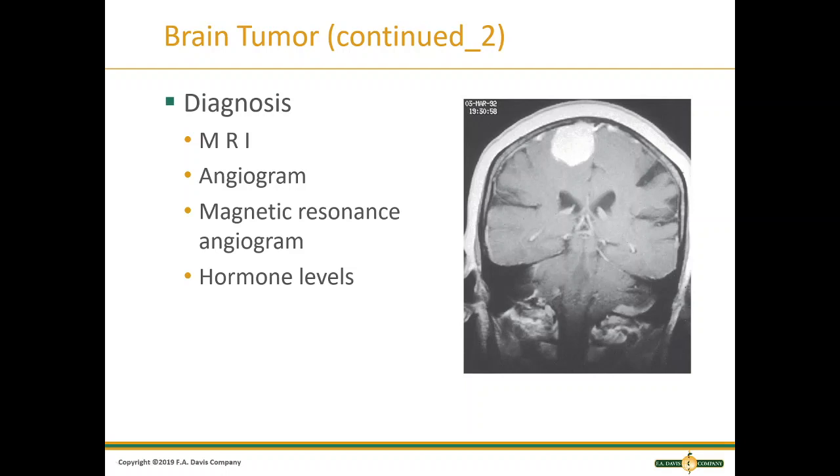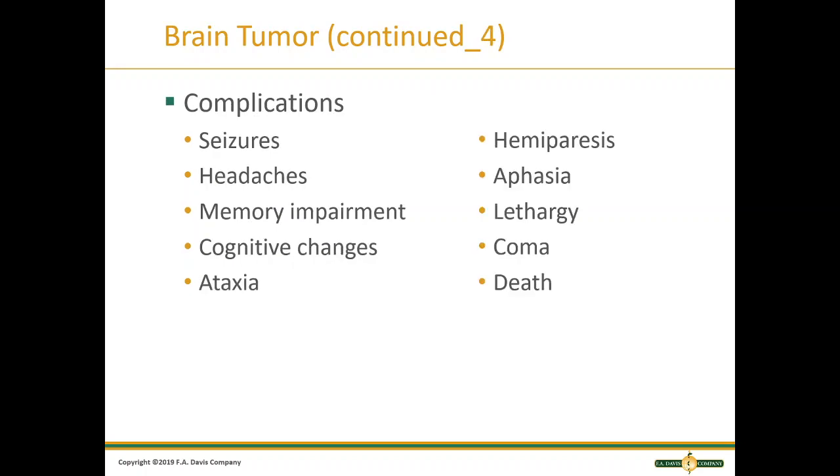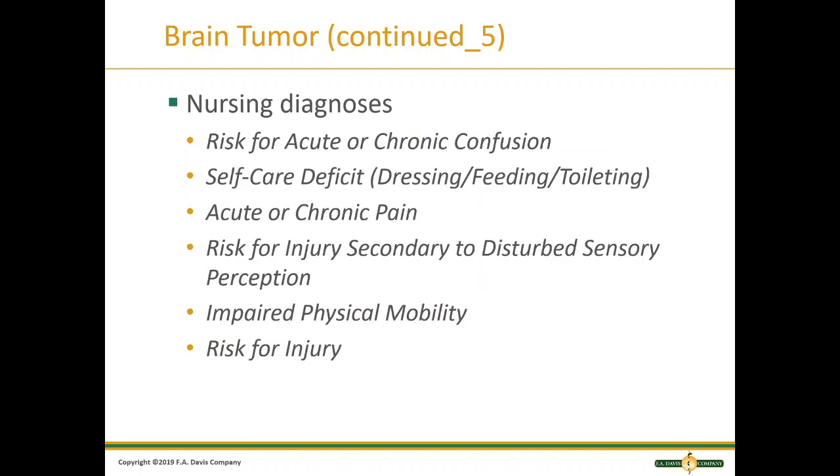Okay, so MRI and angiograms are ways that they can diagnose. Surgical removal, generally, with radiation or chemo to shrink it maybe first. Sometimes they'll do a combination of all three. Then they're going to control the symptoms, obviously. We can see seizures, headache, all of these types of neuro impairments happen from brain tumors. Your nursing diagnosis options.